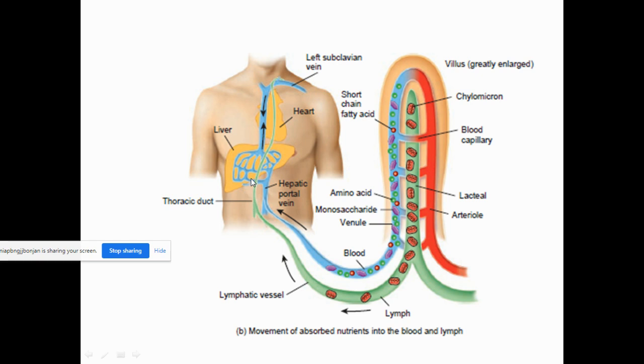See here, it directly empties in the left subclavian vein. When it empties in the left subclavian vein, then it enters the liver, and later it is transported into the blood. That is how it is happening. In the liver, it again breaks down, converts into individual components, and is supplied to the different parts of the body.